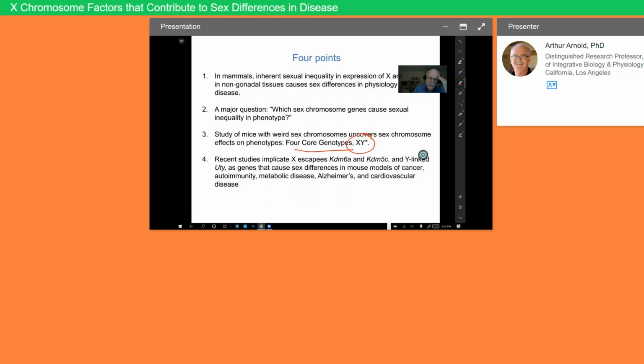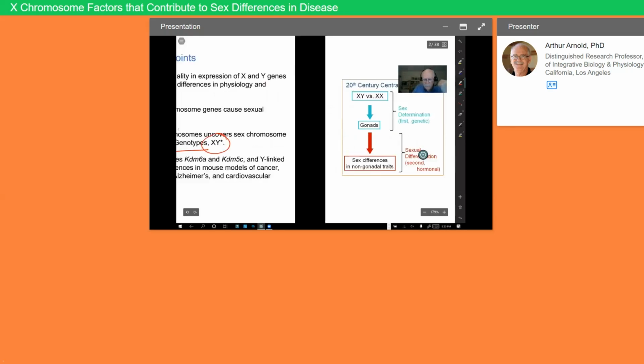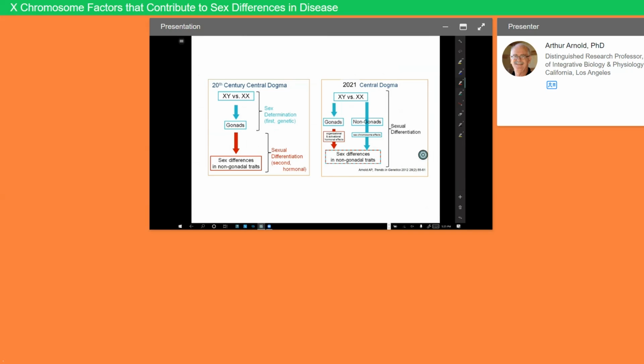We approached the study of this question through the use of two animal models, two mouse models, the 4 core genotypes and the XY star model. And these studies have led in the last few years to the identification of 2 X genes, Kdm6a and Kdm5c, and a Y-linked gene, Uty, as primary agents causing sex differences in different tissues. Our approach to the study of sex differences really stems from a theoretical viewpoint.